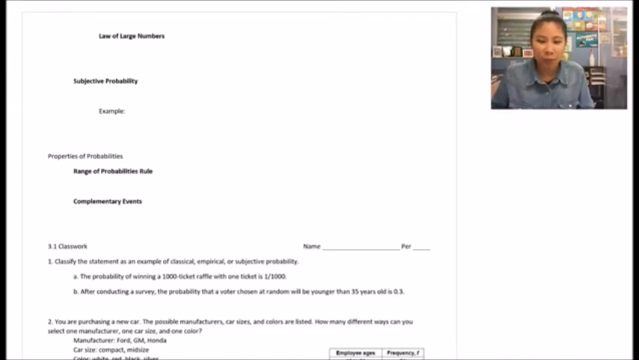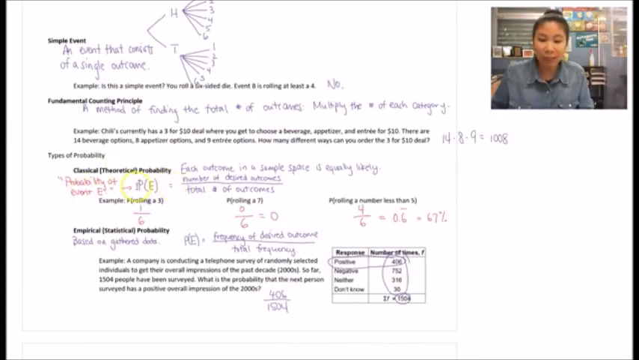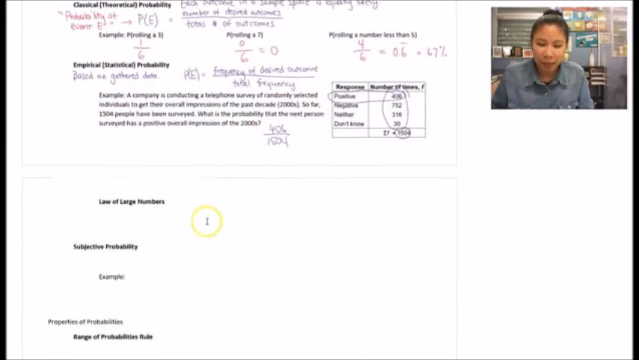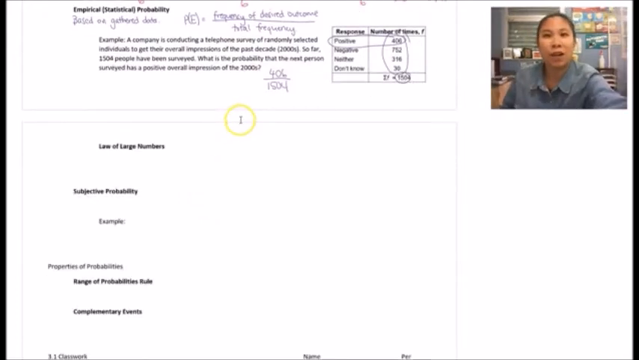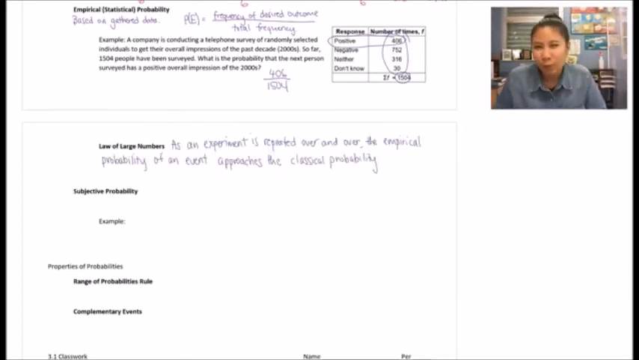So one thing I wanted to talk about relating both the empirical and classical probabilities is something called the law of large numbers. The law of large numbers is a phenomenon related to probability, where as you do some sort of experiment or chance process, the more times you repeat it over and over, the empirical probability, the one that you gather from data of the event, approaches the classical or theoretical probability.